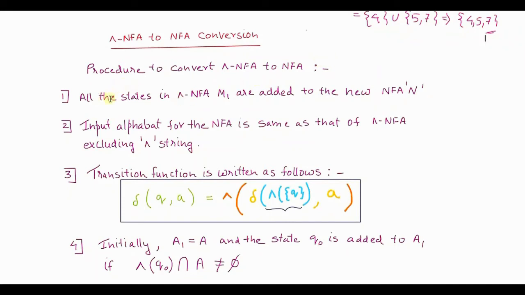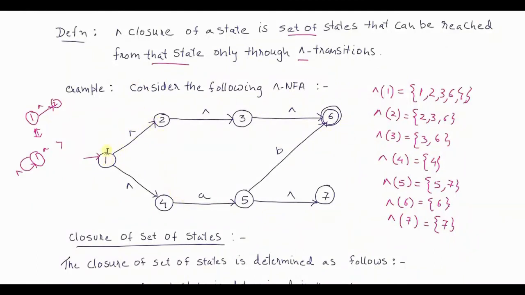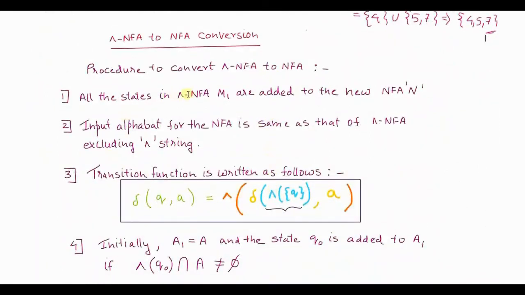The first step tells you all the states of null NFA capital M1 are added to the new NFA capital N. That means, unlike the previous procedure that we saw, NFA to DFA conversion, here every state of the null NFA will be a state of the NFA. You will not have subsets of states like what we did earlier. Suppose this is the null NFA that we have. It has 1, 2, 3, 4, 5, 6. These are the states of your null NFA. When you find the equivalent NFA of this diagram, you will have the same states. You will not have a combination of two states, or a new state which was not present in the null NFA.